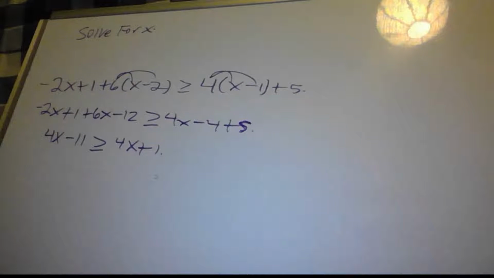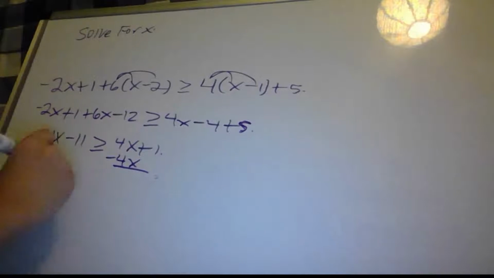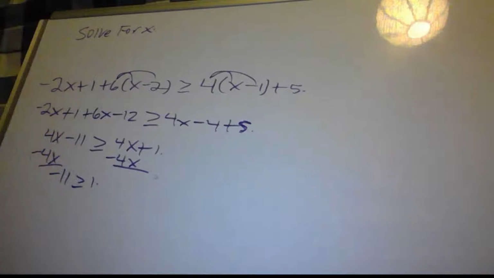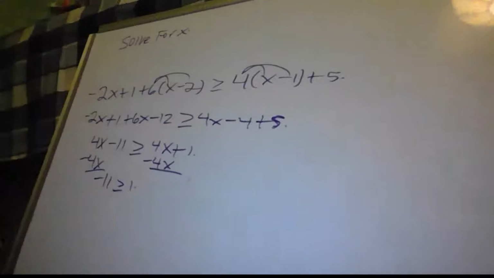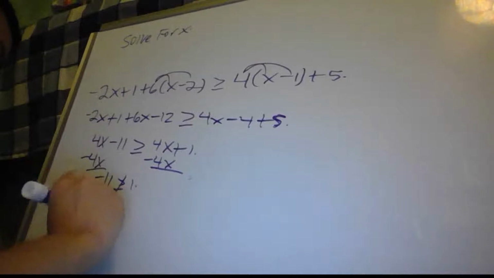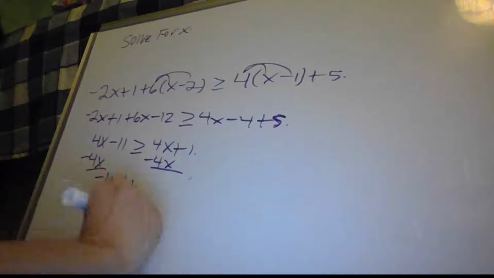And like I said, guys, this one's not going to have a solution. I can already tell, because you'd subtract 4x on both sides. Negative 11 is greater than or equal to 1, which is a false statement. So the answer is no solution, right?